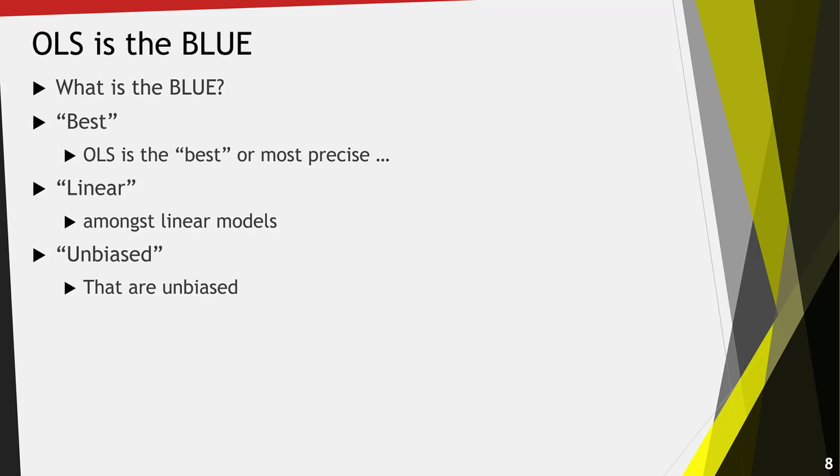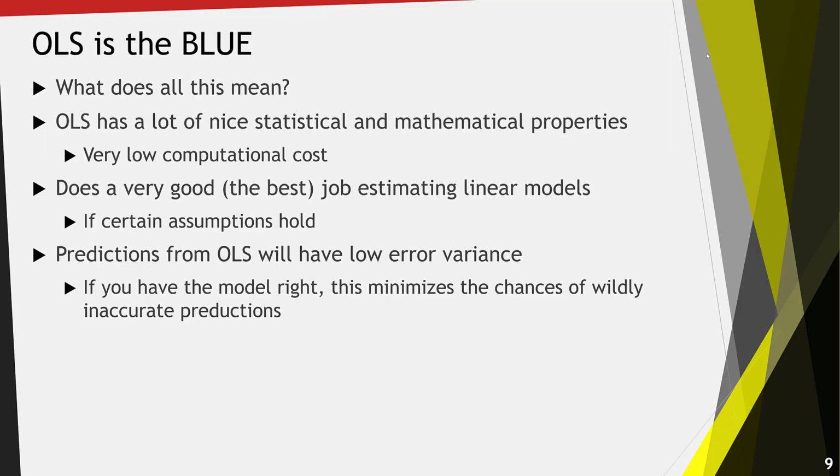What does all of this mean? Predictions from OLS models will have very, very low variance. They'll be very precise. And also, on average, they'll be correct, which is the unbiased component. So amongst all possible models that use a linear functional form and that are also correct on average, OLS produces the most precise predictions.